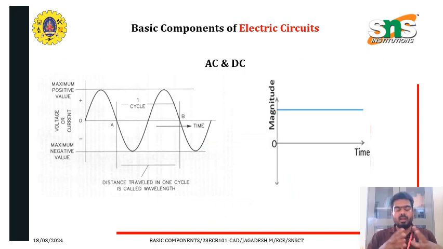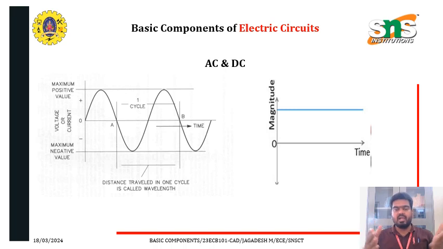The next term is AC and DC, that is alternating current and direct current. By the name itself you can see there is an alternation in the current. If you plot the graph for AC, with the x-axis and y-axis, the current will vary alternately, like a positive cycle, then a negative cycle. That's why it is called alternating current. With respect to time, there will be variations in each and every time period. But in the case of direct current, there won't be any change. It will be constant. That's why it is called direct current.